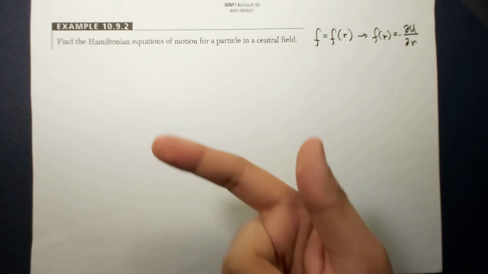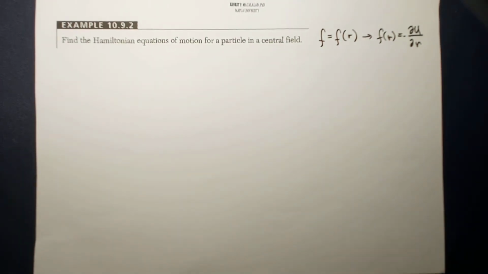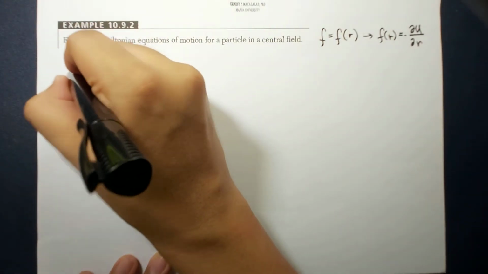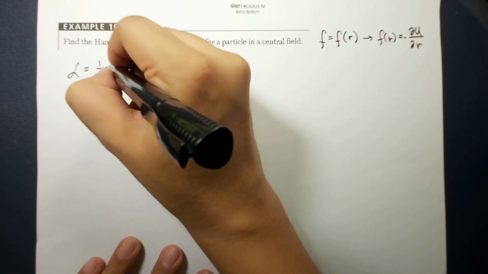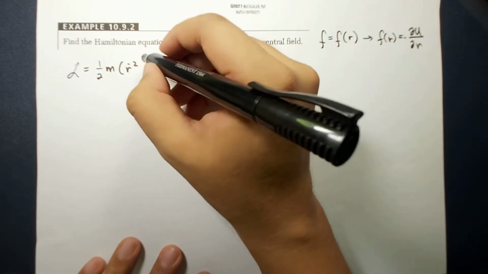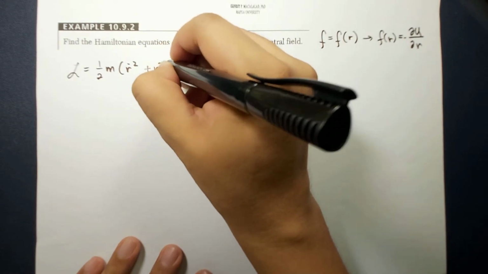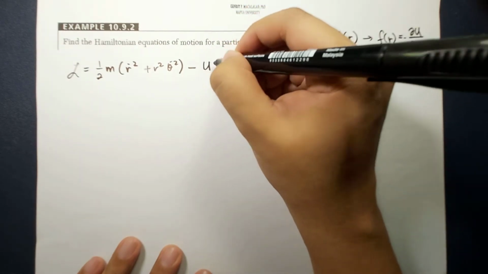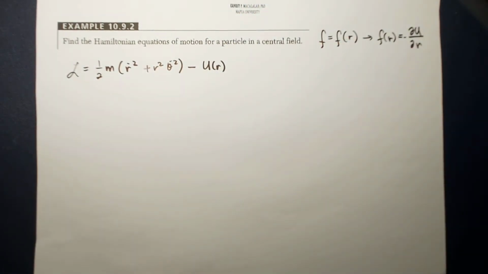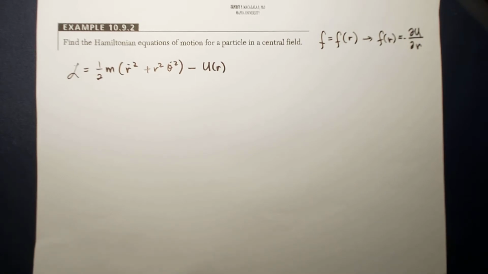Okay, so the Lagrangian for a central force motion is already given by your previous example. So that's equal to 1/2 m times r dot squared plus r squared theta dot squared minus your central force potential energy associated with the central force field.